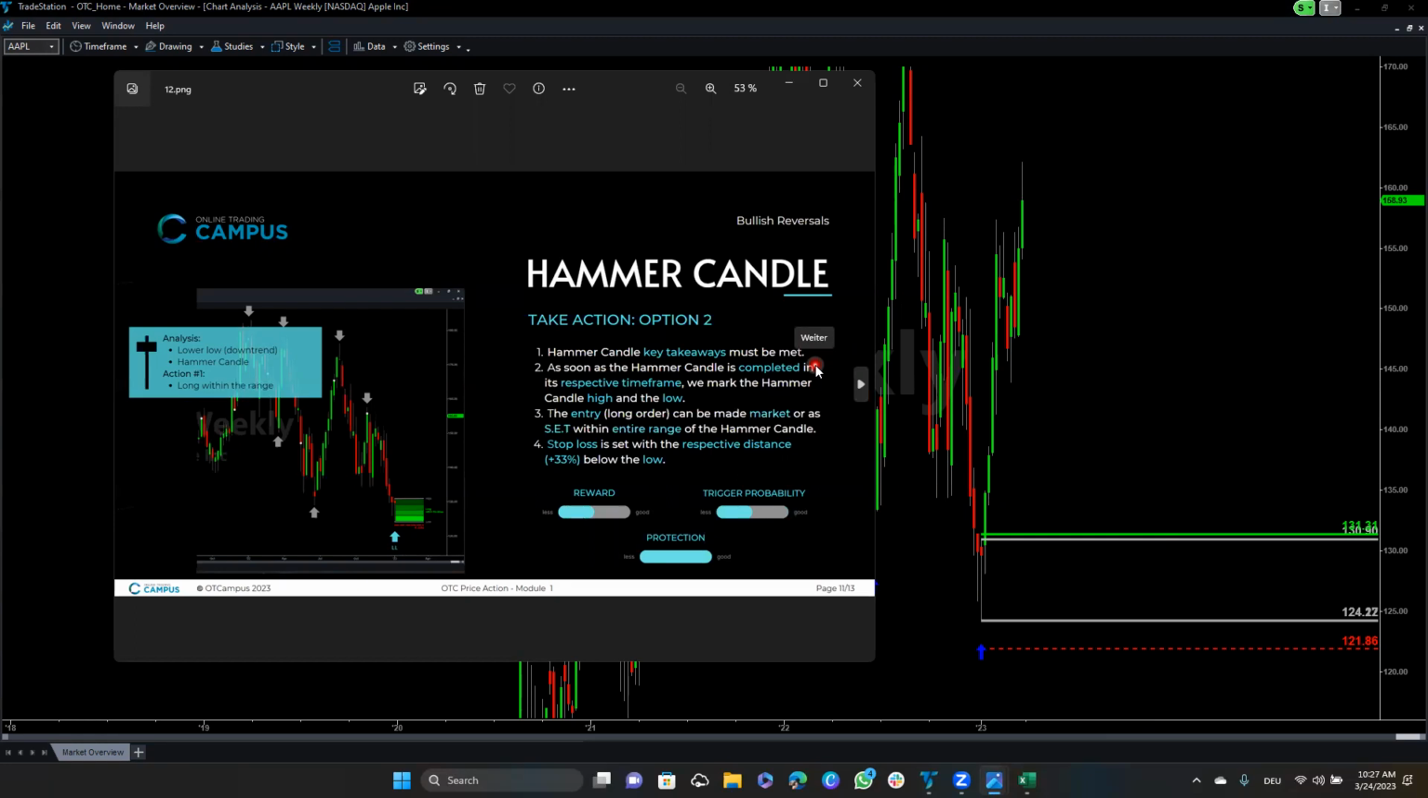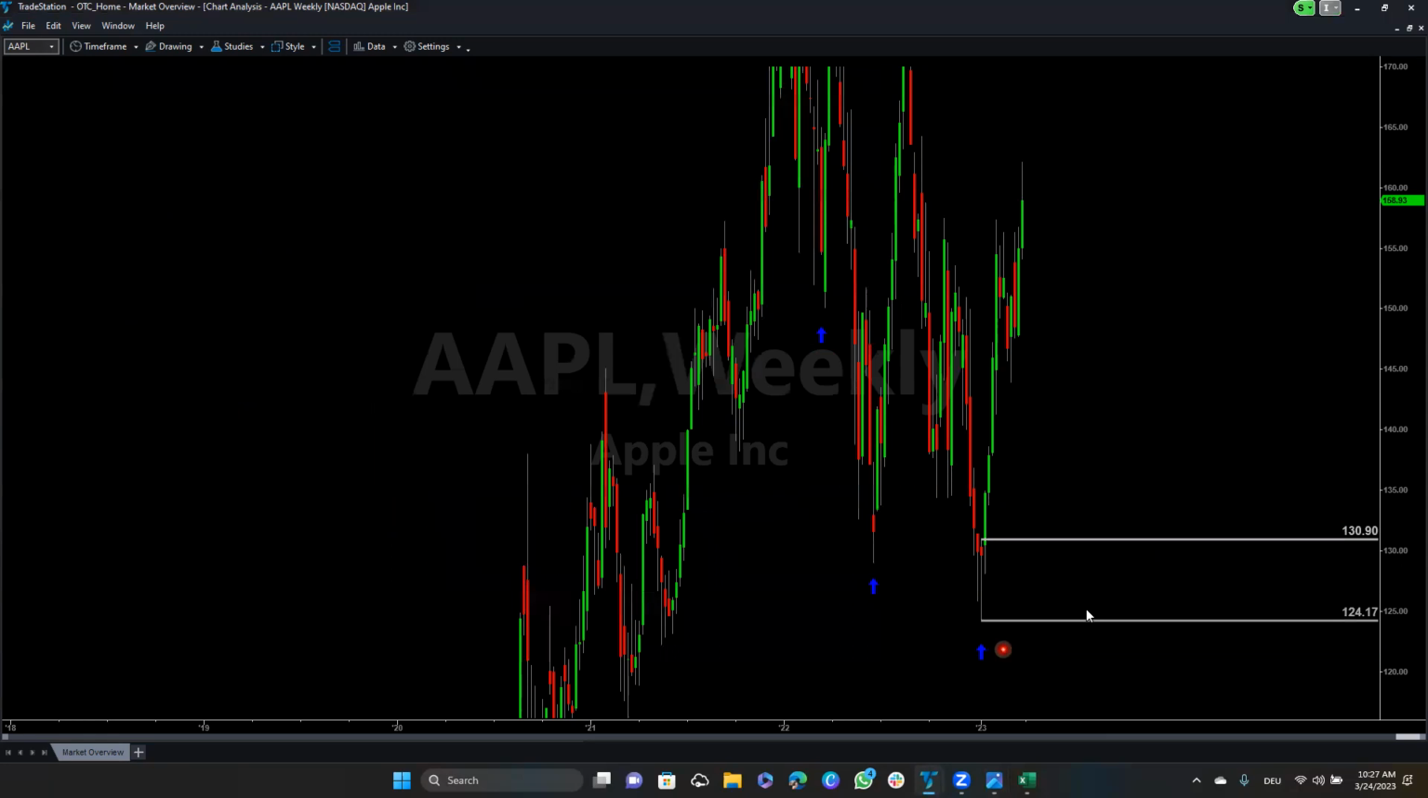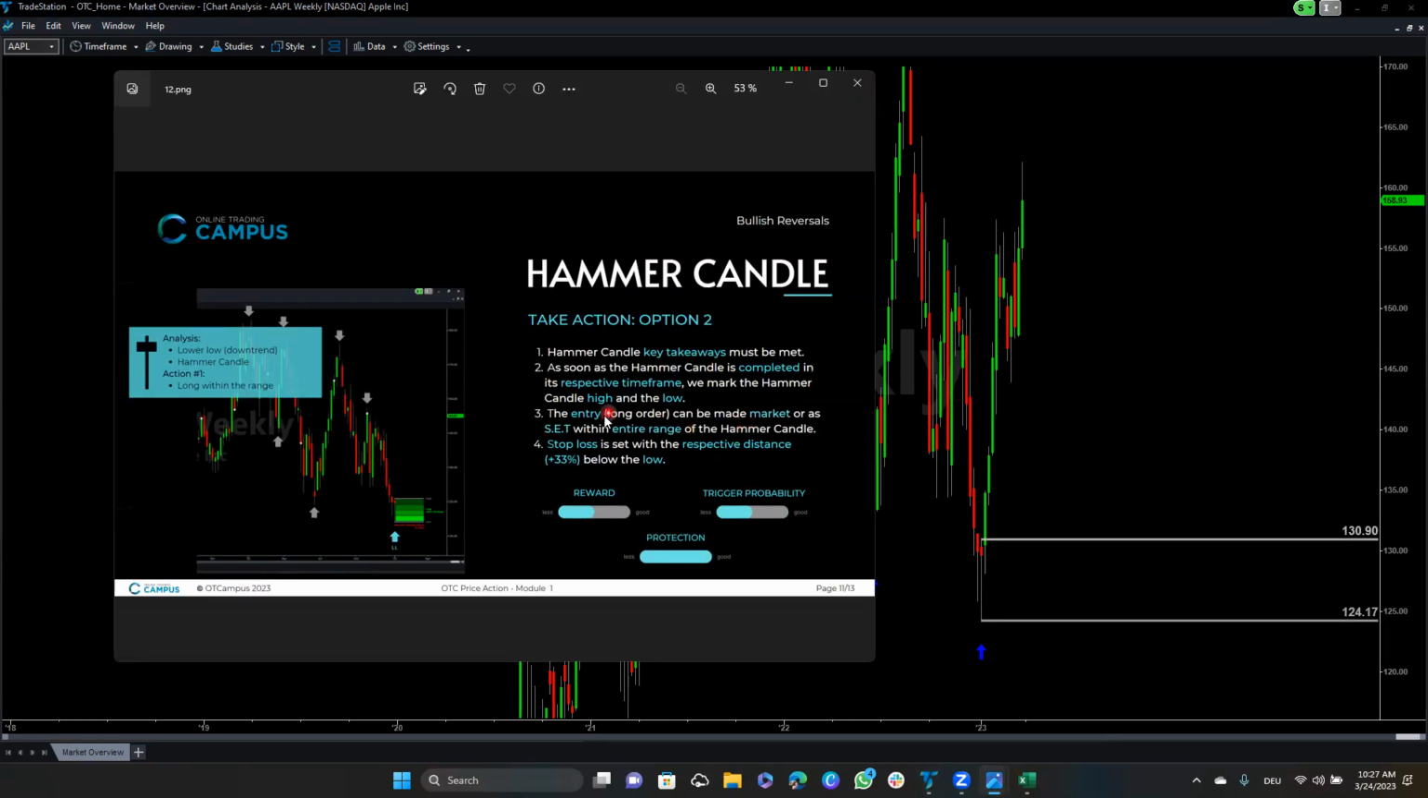Okay, and this, remember guys, we talked about it here at option number 2. It's only different here for the entry. Again, hammer candle takeaways must be met. Done. The same like before. Same here. Hammer candle is completed in respective time frame. We mark the hammer candle high and low. Let me remove this one. That is our high and the lows. And then the entry long order can be made market or as a set within the entire range of the hammer candle.